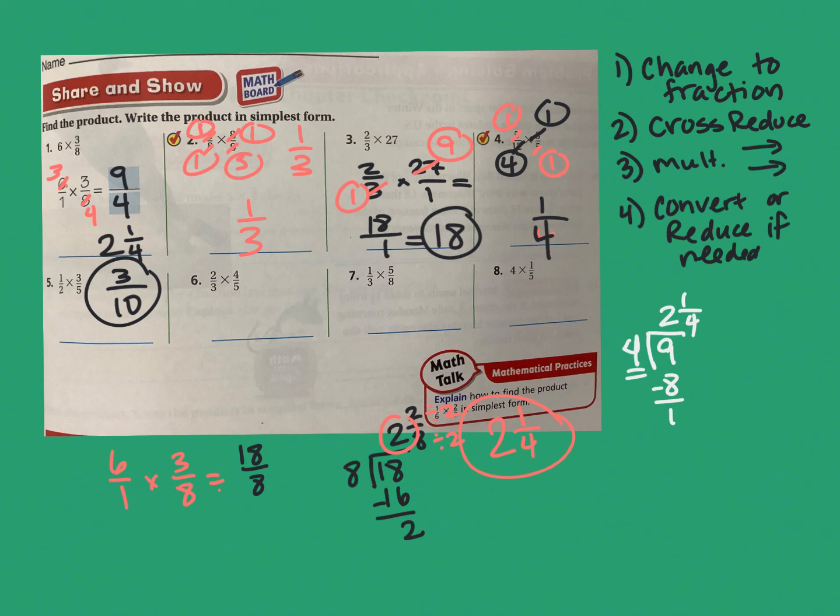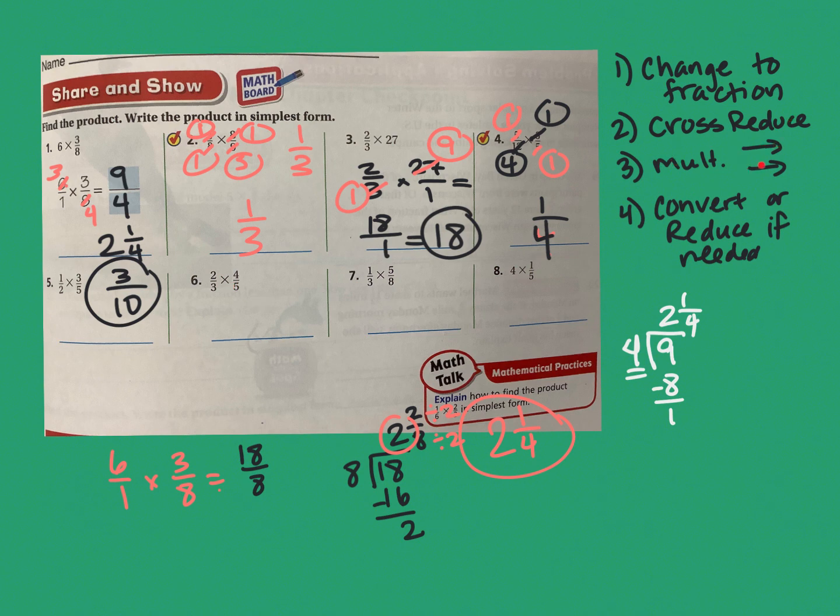Let's try number 6. Pause and give it a shot. Let's see how you did. We change everything to a fraction. That's a fraction, and that's a fraction already. Let's do that simplification early so we don't have to do it later, cross reduce on the crosses. But there's nothing that divides evenly into both 3 and also 4, other than 1, so we can't reduce that. And there's nothing that divides evenly into 2 and also 5, other than 1, so we can't reduce that. So we skip that step.